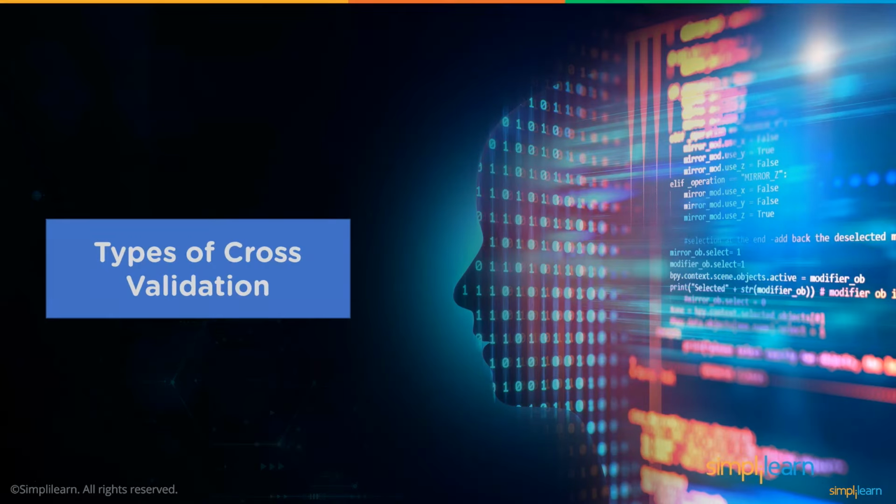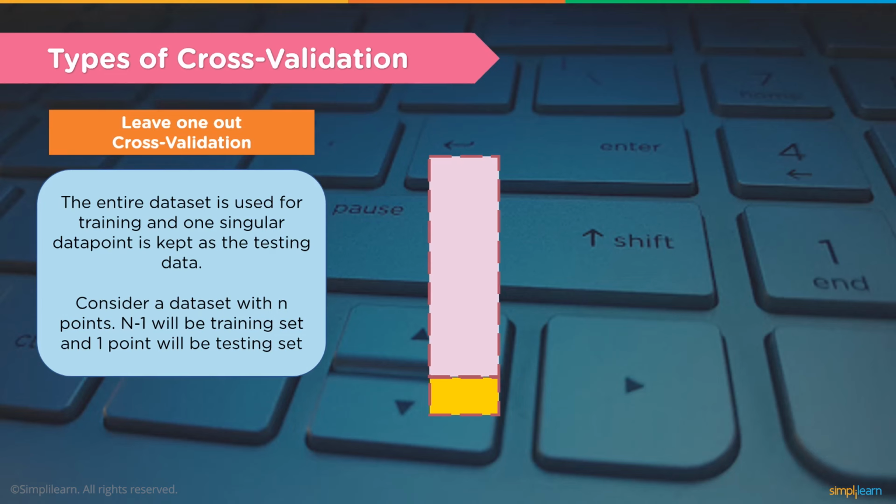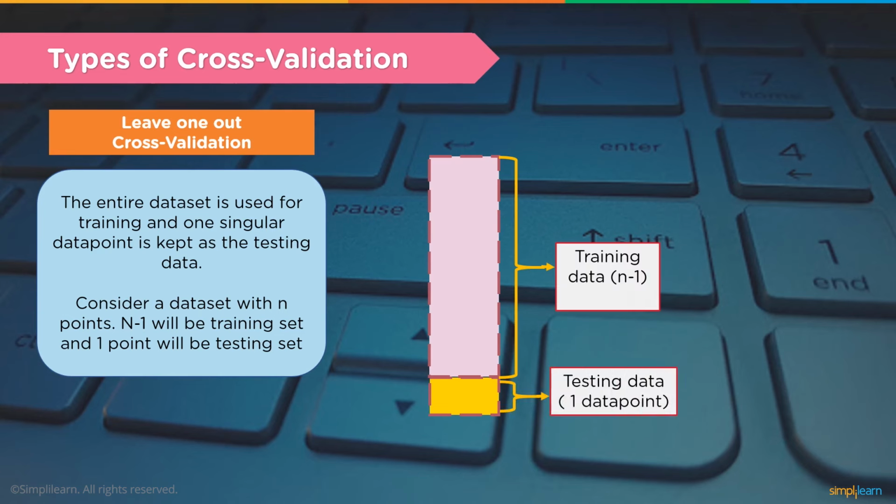Types of cross-validation. Now this is important because we looked at one type. This actually we're going to put down as the number 2 type. One of the ways we can do this is what they call leave-one-out cross-validation. This is where the entire data set is used for training and one singular data point is kept as the testing data. Consider a data set with n points. N minus 1 will be the training set and 1 point will be the testing set.